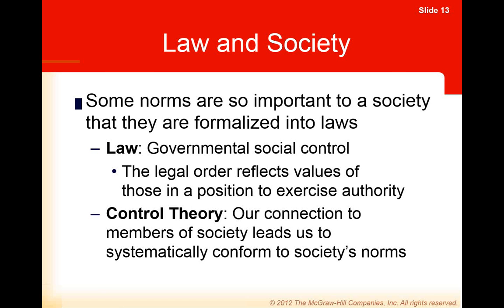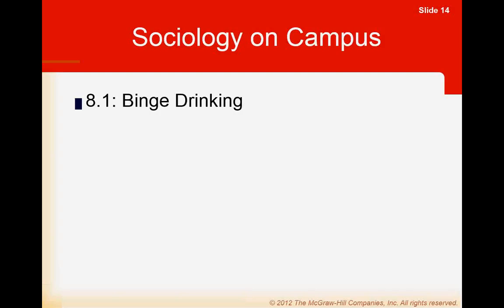Control theory is the idea that our connection to members of society leads us to systematically conform to society's norms. We're being controlled because we're connected, because of social cohesion. So when we think about a particular issue, binge drinking, why do most college students regard binge drinking as a normal rather than a deviant behavior? And which do you think would be more effective in stopping binge drinking on your campus? Informal or formal social control?